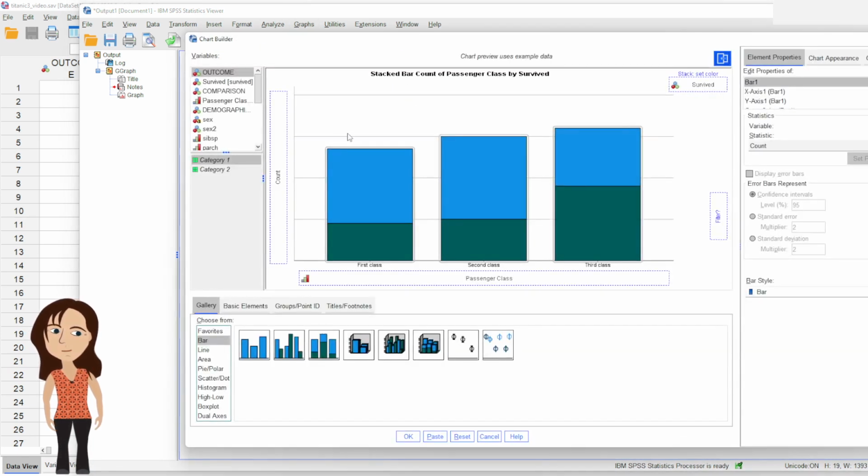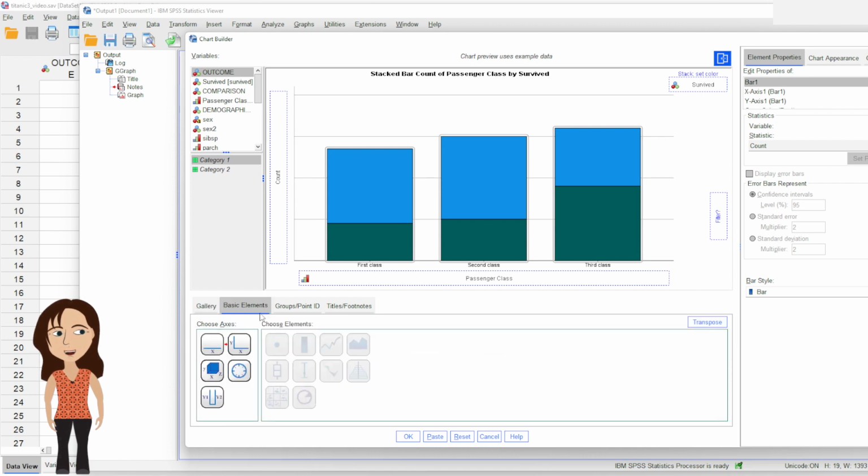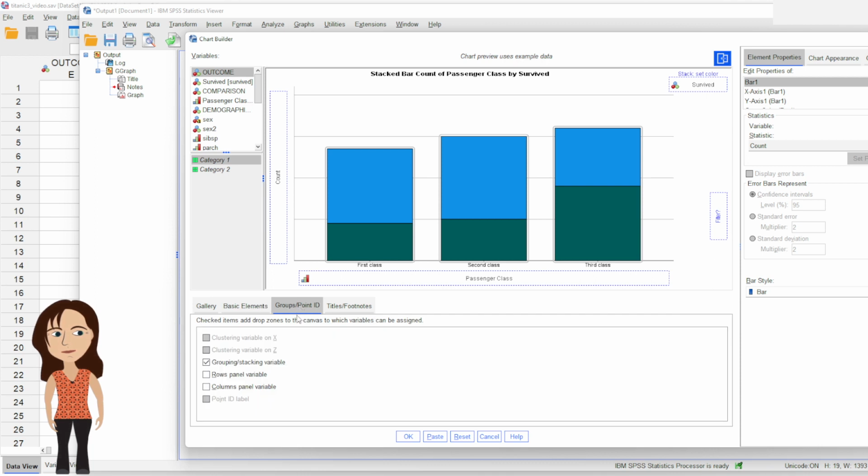You can't always get everything that you want in SPSS, but there are ways to manipulate it above and beyond the options here. So, trying to remember which way to do it. So groups, point ID. This is where we can add another variable. If you aren't sure which one you want, then try it both ways and see which one seems to show your results better. So if I go for a rows panel variable first, we have a look at it, and this is where I'm going to put gender on.